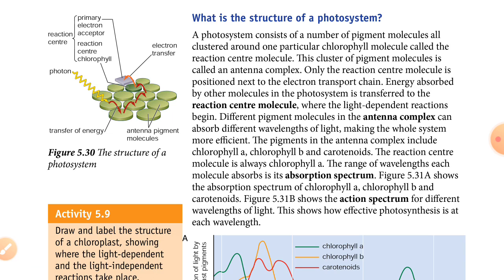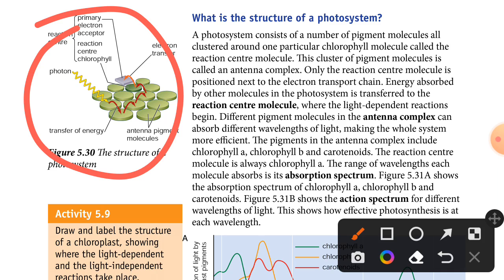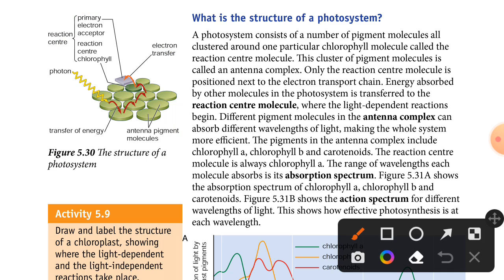So what is the structure of a photosystem? So a photosystem consists of a number of pigment molecules all clustered around one particular chlorophyll molecule called the reaction center molecule. A photosystem consists of a number of pigment molecules.